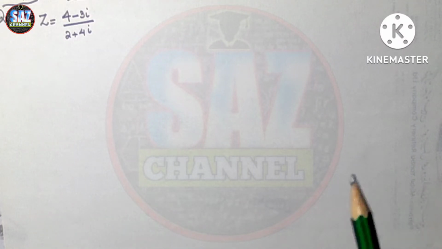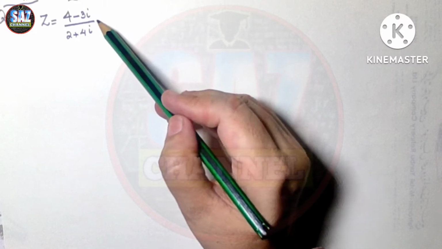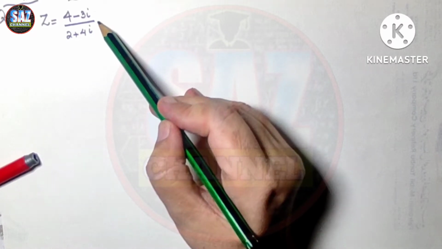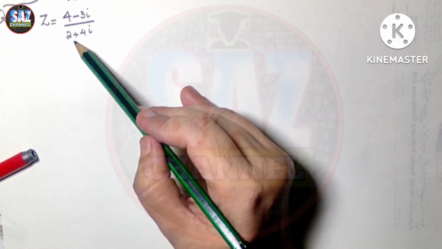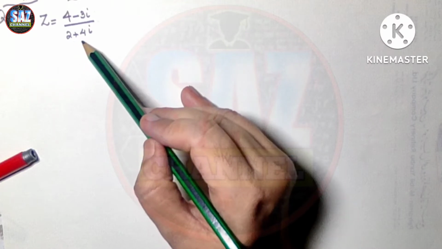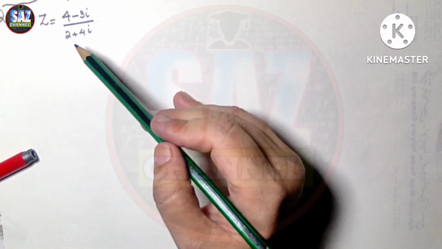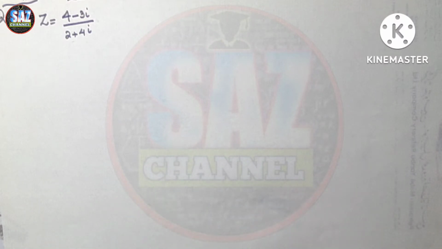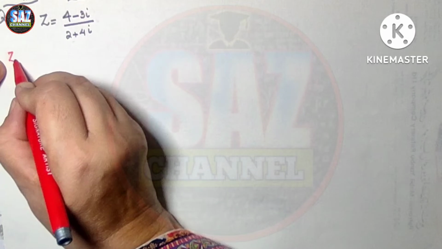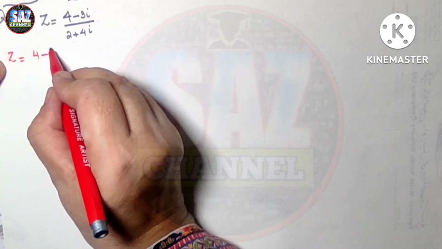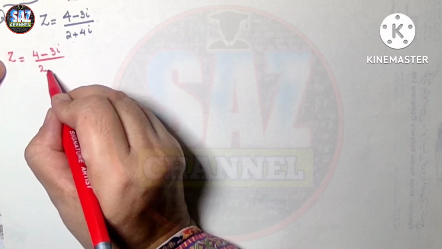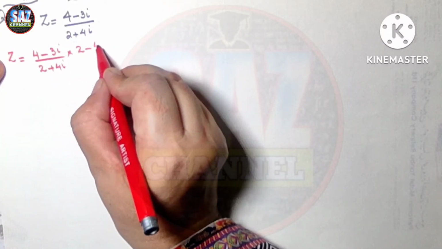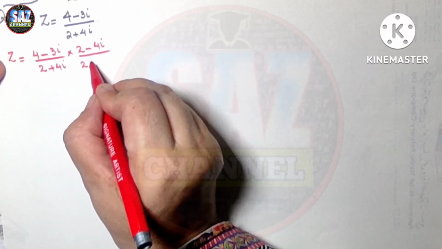And what is the rule, students, for making any complex number which is in the form of a fraction free from the denominator? We have to multiply and divide this fraction by the conjugate of the denominator. 2 plus 4 iota is the denominator, so its conjugate is 2 minus 4 iota. I hope you are clear about why we are multiplying and dividing this fraction by the conjugate. So, the question in the beginning will take the form z equals 4 minus 3 iota upon 2 plus 4 iota multiplied by the conjugate of the denominator, 2 minus 4 iota upon 2 minus 4 iota.